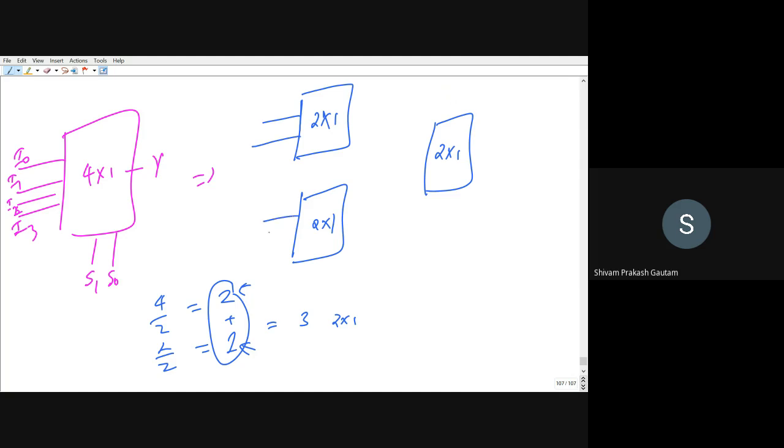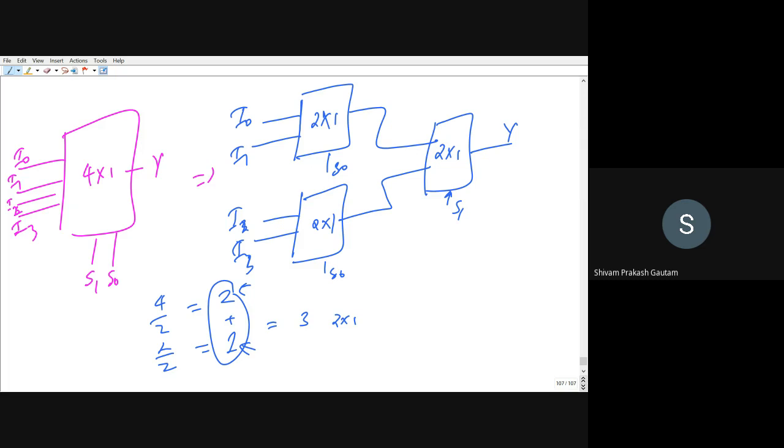Here 2 inputs are flowing, then the output of this is flowing to here, here, and here. So this is I0, I1, I2, and I3. In here the select line is S0, and this select line is S1. So you can do the permutation and combination. We will always be getting Y as the output.